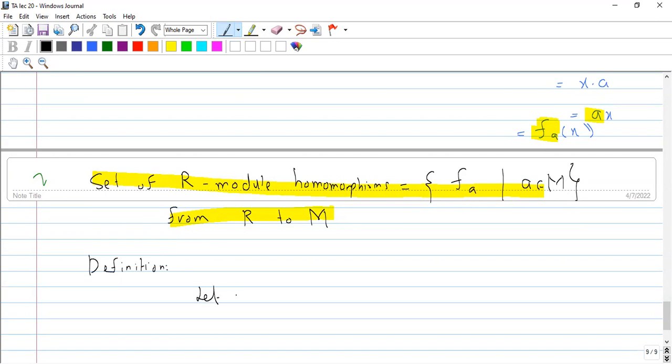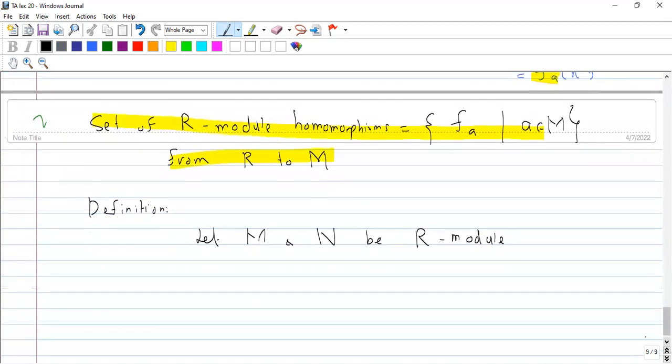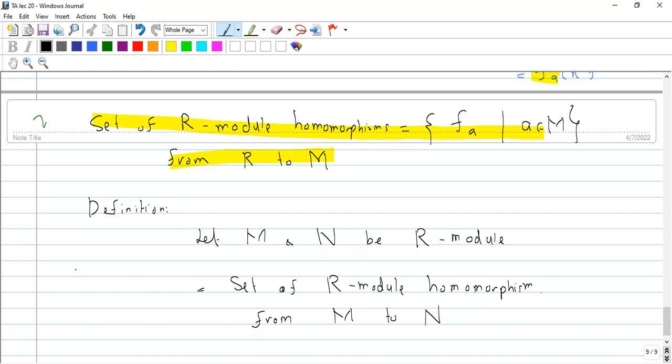Let M and N be R modules. Now we are interested in the set of all R module homomorphisms from M to N. And how do I define this set? I define this set as Hom, meaning homomorphisms, in R modules, Hom_R from M to N.